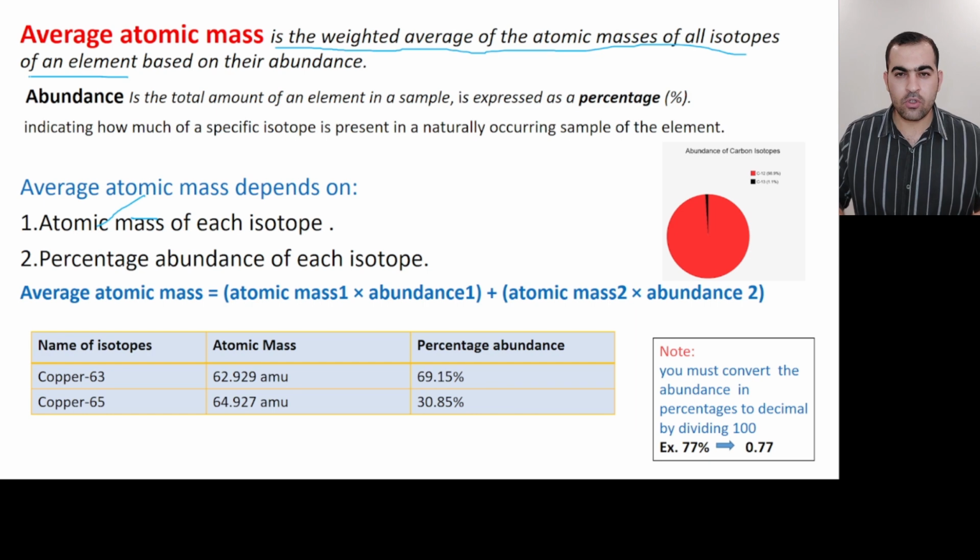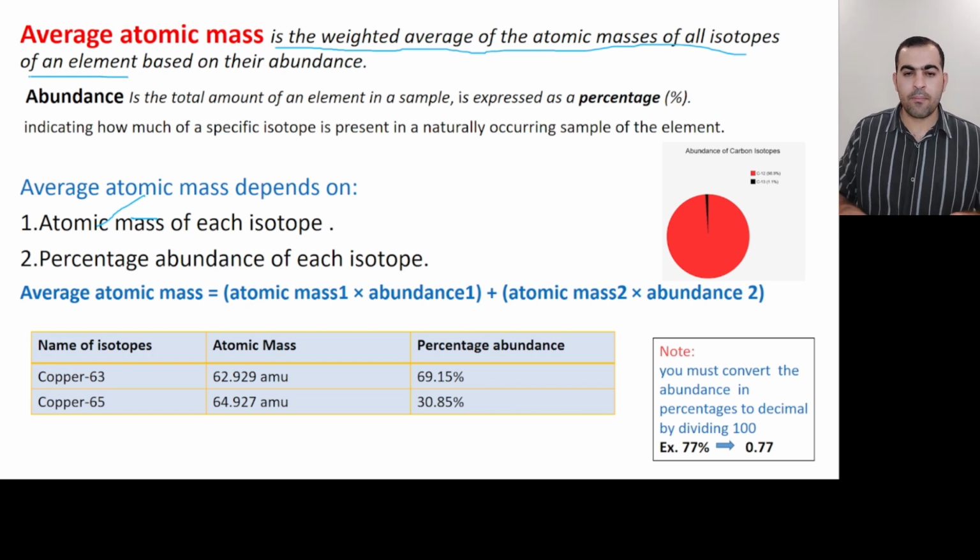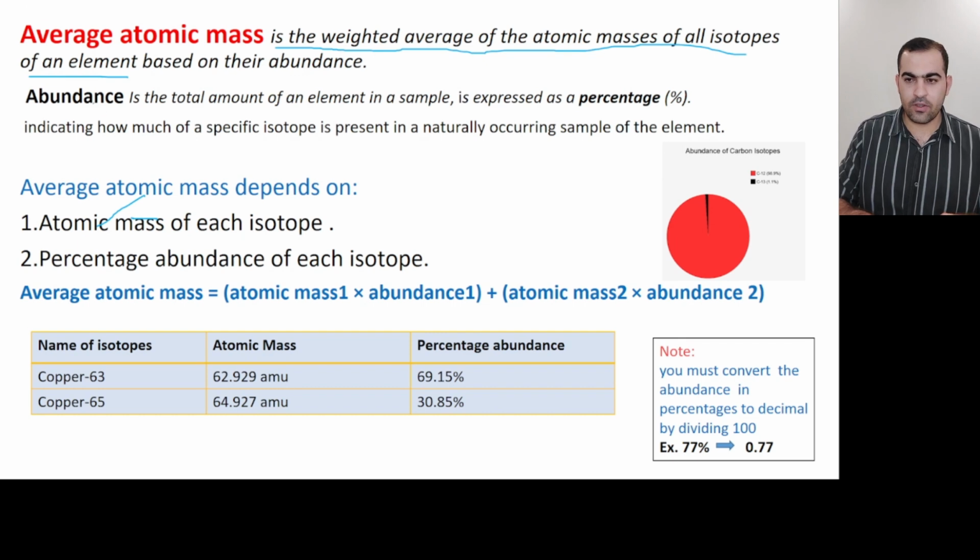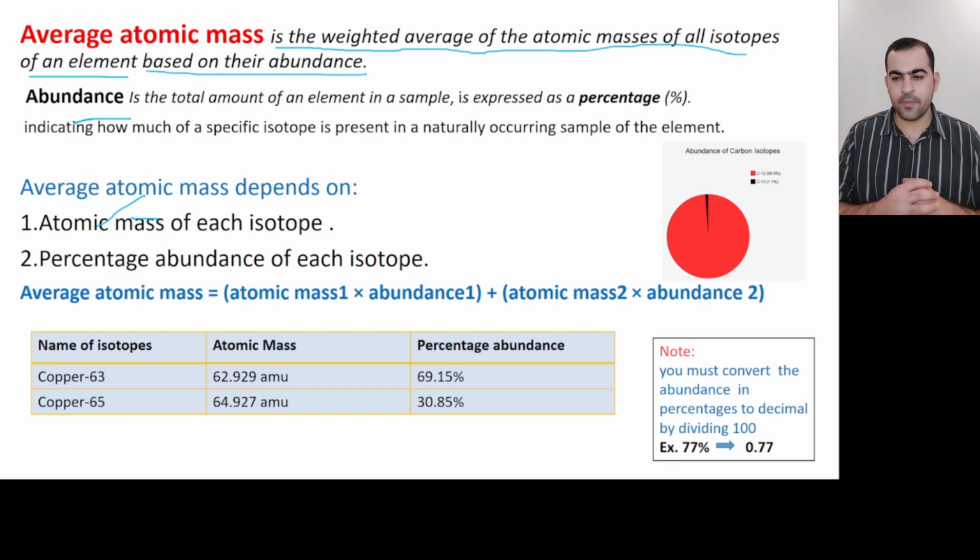Mass of isotopic elements is weighted by their abundance. It's based on their abundance. Okay, based on their abundance.